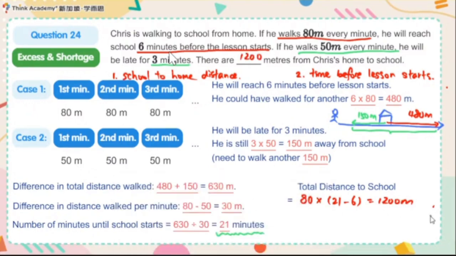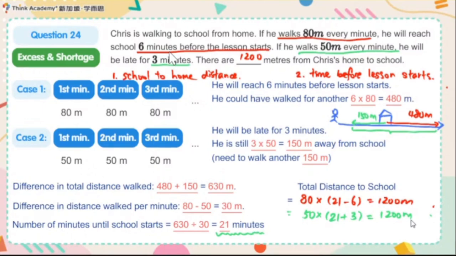And the other way is to take note that if he walks 50 meters per minute, then he will be late for 3 minutes, which means he still needs to walk for 3 more minutes before reaching school. So he walked for 21 plus 3, which is equal to, again, 1,200 meters. Right? So that is how we find out the distance.